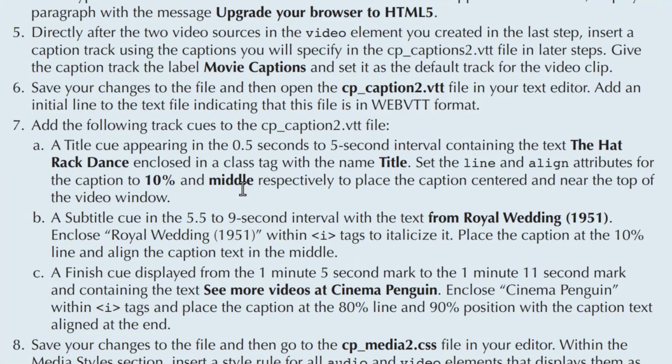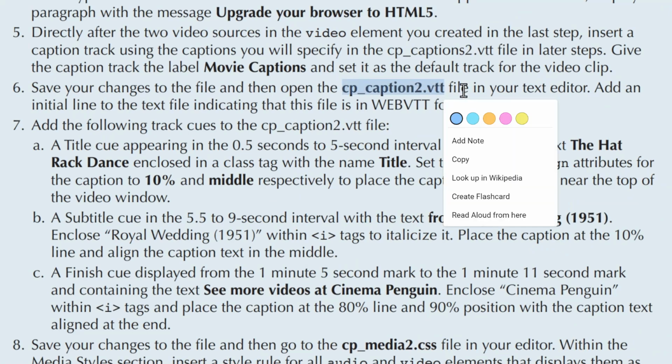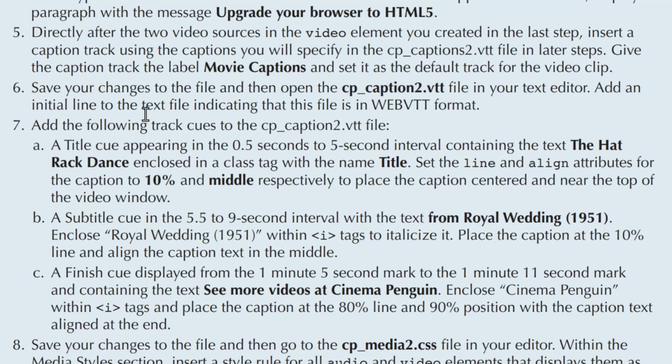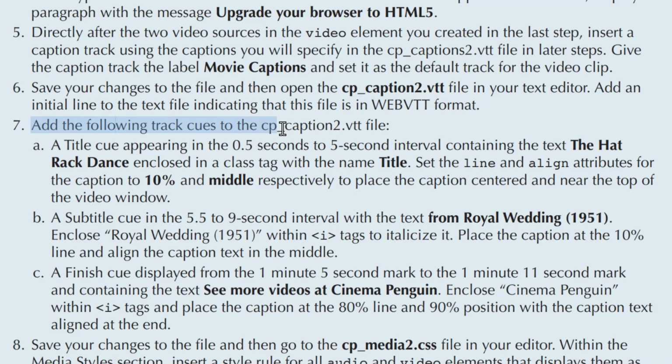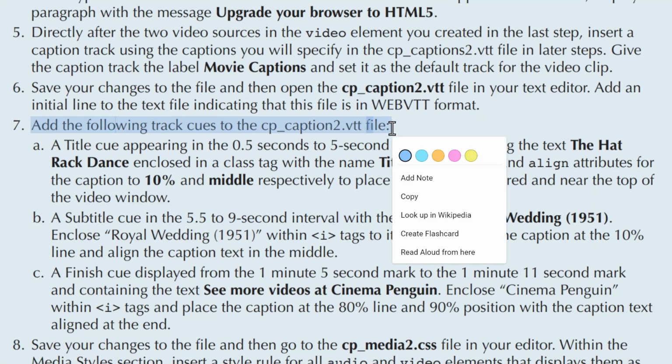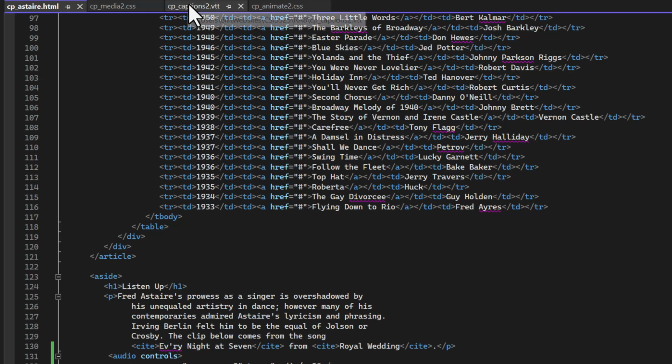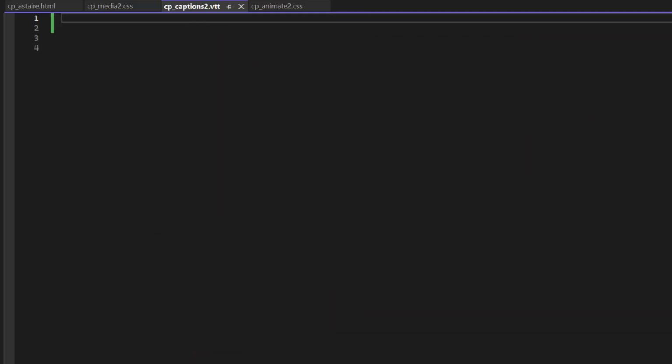Up to step 6 now. After saving the changes, it says to open up the cp_caption2.vtt file in our editor. And then we'll add an initial line to the text file indicating that this file is in a web VTT format. And once we've done that, you'll see in step 7 here, we start adding the track cues then into that file. So here's the CP captions2 VTT file. So we start out here by identifying that it's a web VTT file. Do that in all caps.